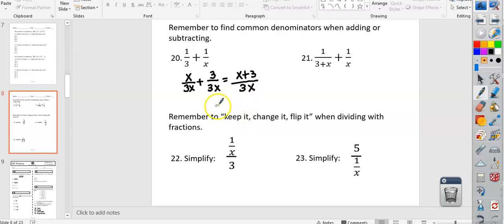You also might need to say that x cannot equal 0 in this case, because if it does, it causes the denominator to be undefined. So your final answer is x plus 3 over 3x, and x cannot equal 0.